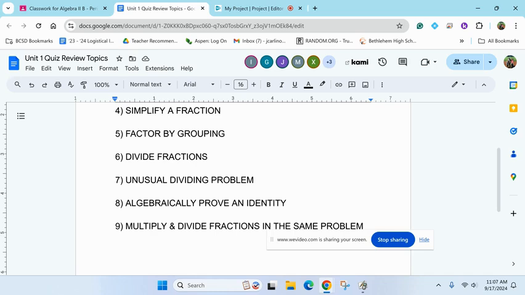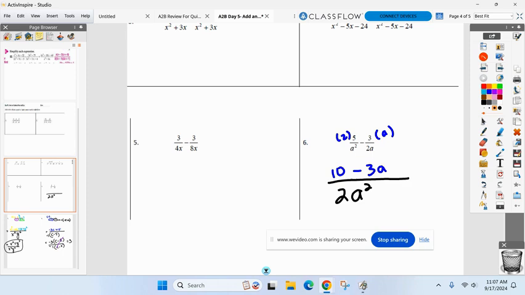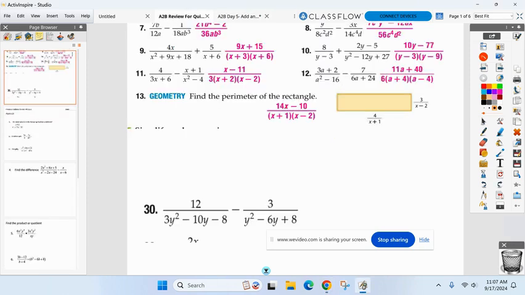Other topics you want me to take a look at. Let's go. 9, which is multiply and divide in the same problem. Did I put that on the review? Did I throw one of those on?